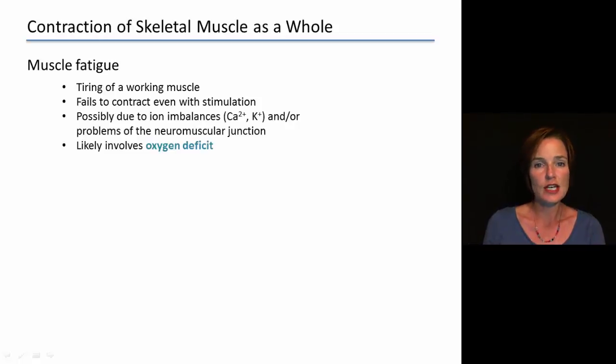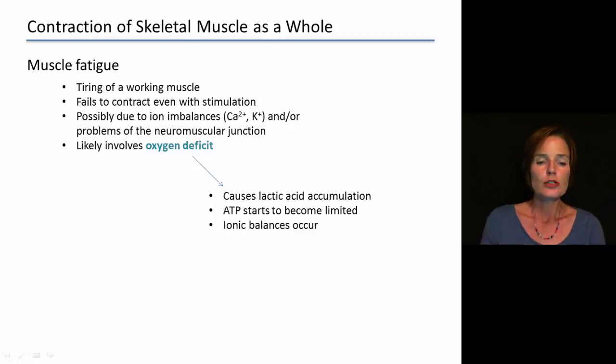This likely involves an oxygen deficit, and when we have oxygen deficits, that's going to make it harder to generate the ATP that is needed, because without oxygen, we're not going to be able to run cellular respiration, which was the very efficient process for making ATP. When this happens, we're going to have lactic acid accumulation. The ATP supply is going down because, again, we can't run the cellular respiration that's so dependent on oxygen, and ionic imbalances are going to occur.